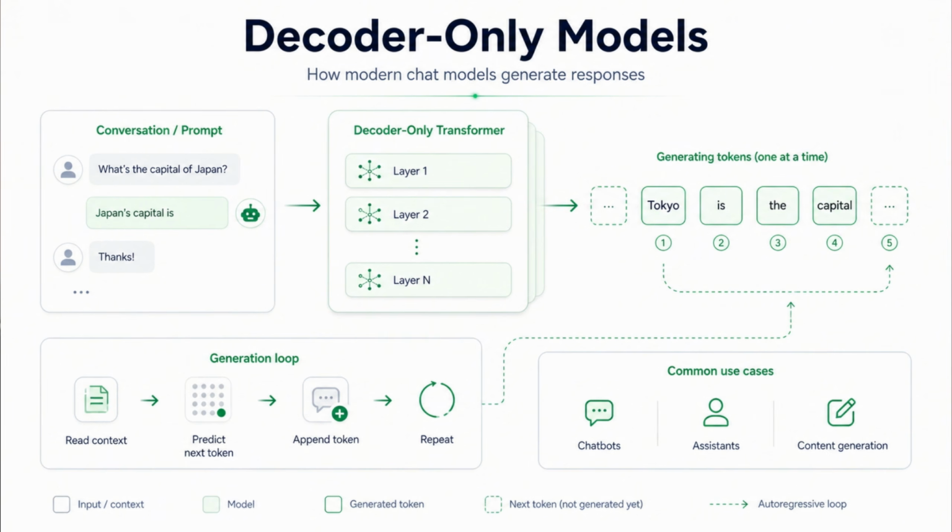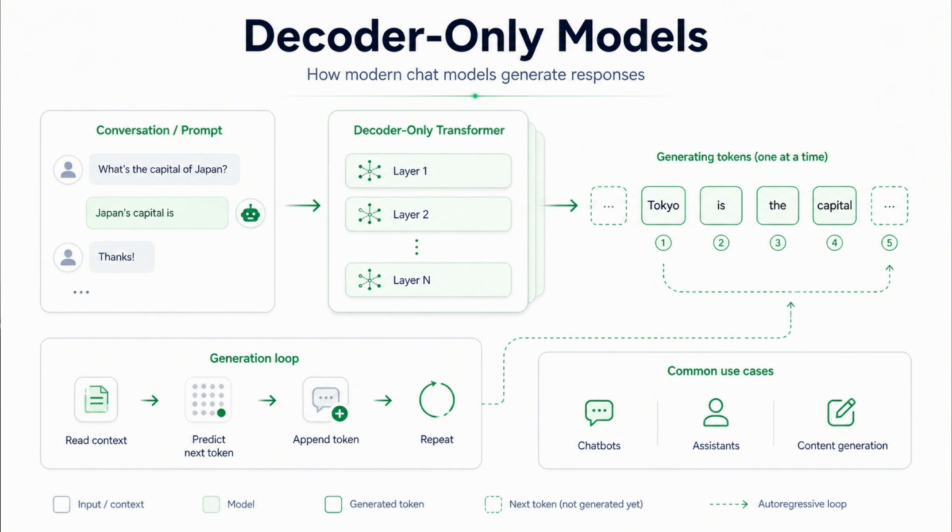An embedding model usually focuses on understanding the text and converting it into vectors. So it is closer to an encoder-style task. A chat model needs to generate text one token at a time. So it is closer to a decoder-style task. And many chat models are decoder-only models. They read the conversation as context and then keep generating tokens until the answer is complete.